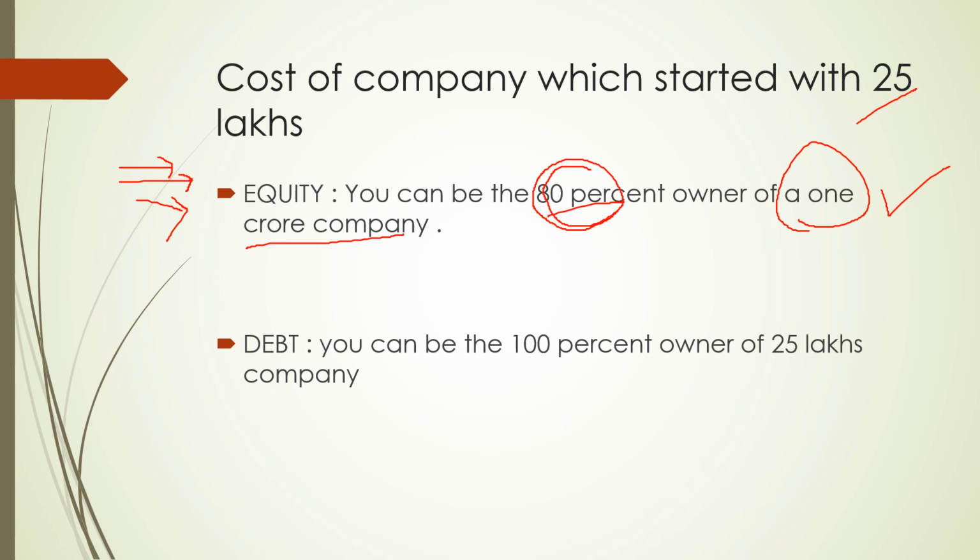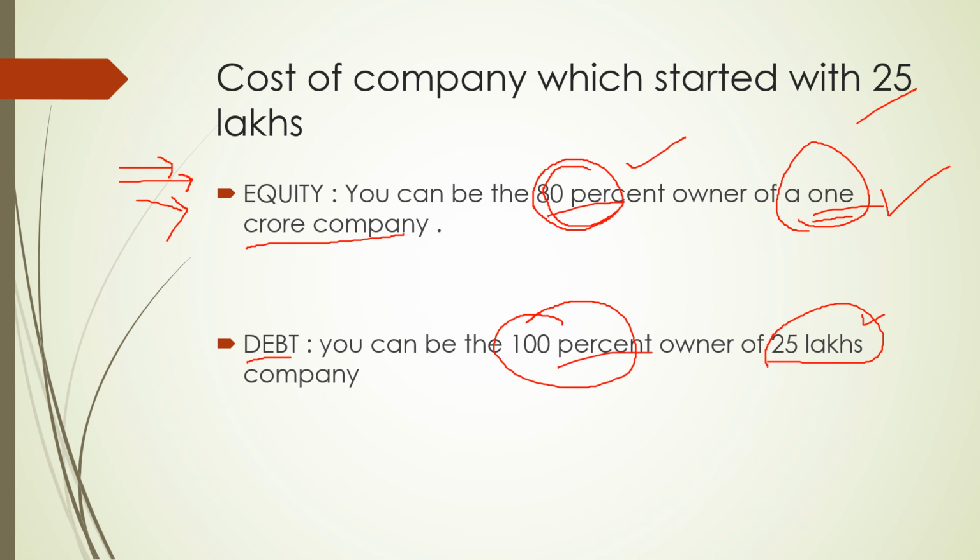This is one option. The second option is you are not opting for equity, you are just going in for debt. In this case, you will be the 100% owner because you are not sharing the ownership with the person, you are just taking debt. Then it can happen that the company is still 25 lakhs. So here there is a big difference. This is how a person has in his own mind where he wants to be. If he wants to be 80% owner of a 1 crore company, he can go in for equity. If he wants to be 100% owner of the same 25 lakh company, he can just go on debt.